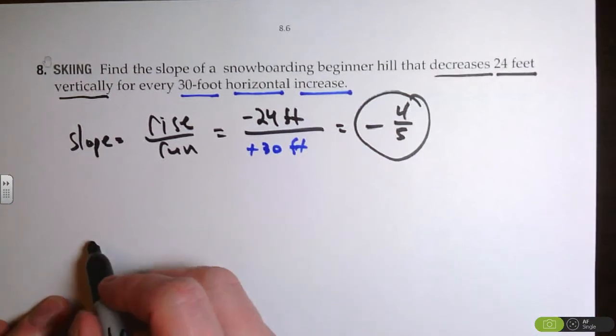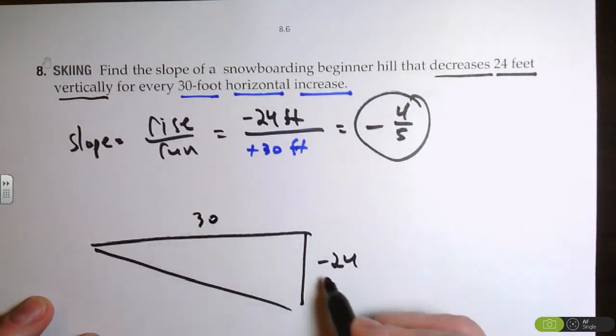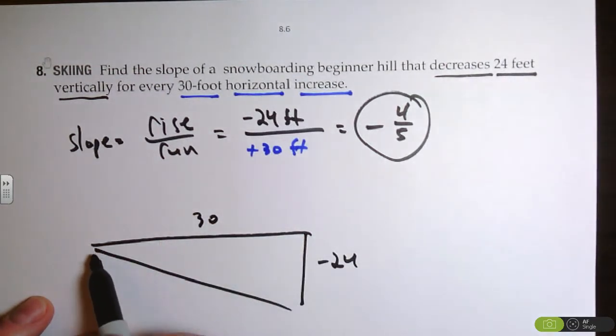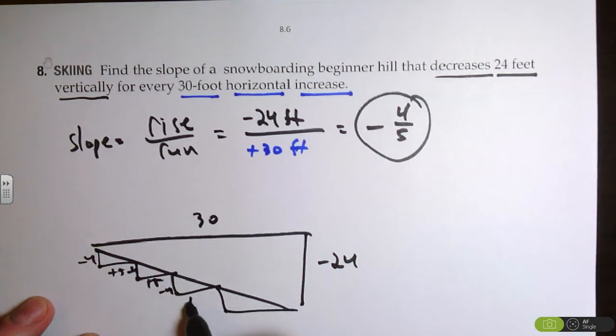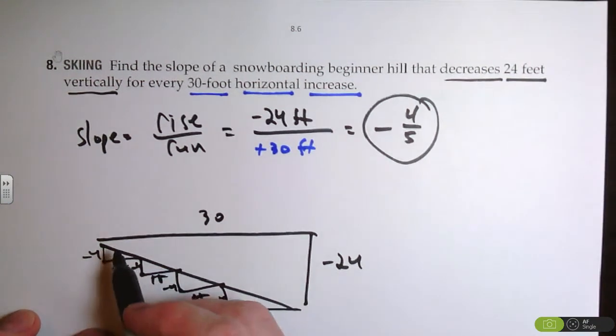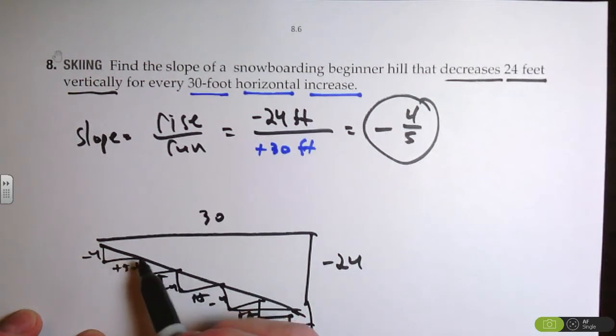Okay. So if I think of this as a ski slope, I've gone down 24 feet as I've gone 30 feet. Another way I can think of it is, you're going to go down 4 feet every time you go over 5. Down 4 over 5, down 4 over 5, down 4 over 5. That's what's happening. Well, if I look at that, 4, 8, 12, 16. Oh, I meant to go one more. Whoops. 20, 24. I didn't do enough triangles. And then over 5, 10, 15, 20, 25, 30.